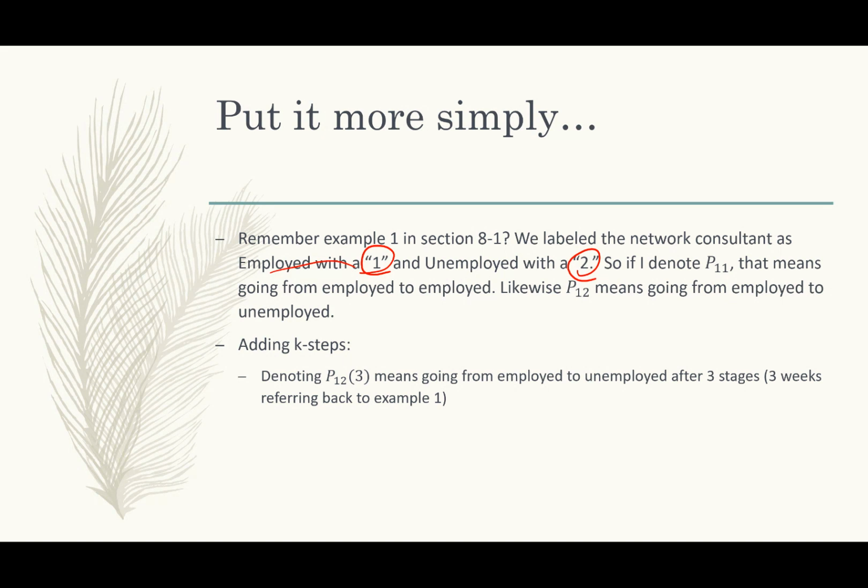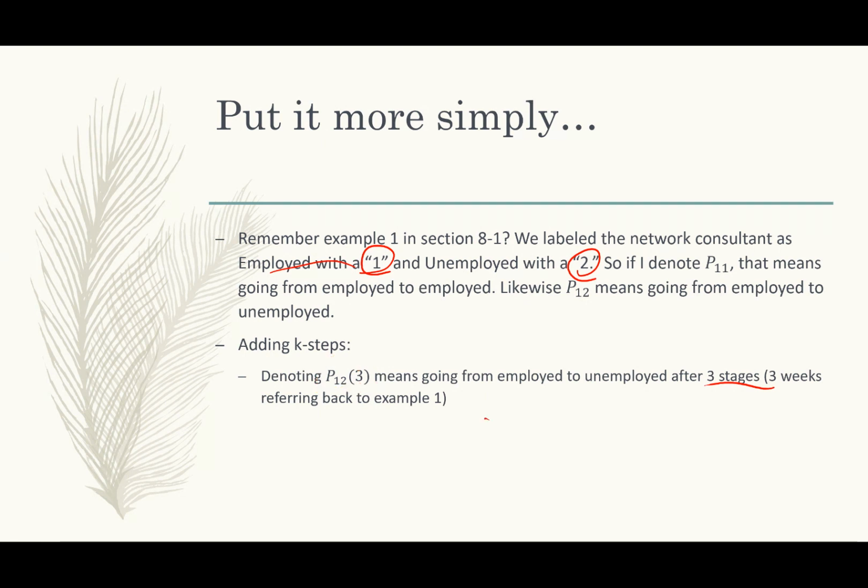But if we wanted to note how many stages, you're going to see it like this. What this means right here is going from employed to unemployed on the 3rd observation, like 3 weeks from now. So this is asking, what's the probability that you're employed this week and will be unemployed in 3 weeks from now, after 3 stages?